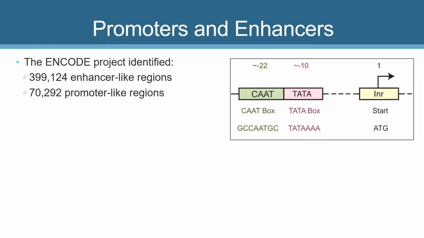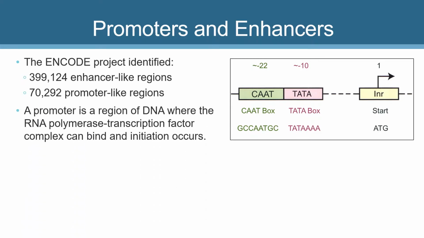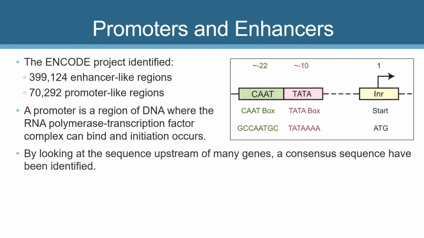Through the efforts of the ENCODE project, almost 400,000 enhancer and 70,000 promoter sequences have been identified throughout the genome. A promoter is a region of DNA that enables the binding of the RNA polymerase transcription factor complex and the initiation of transcription. By looking at the sequence upstream of many genes, consensus sequence has been identified.